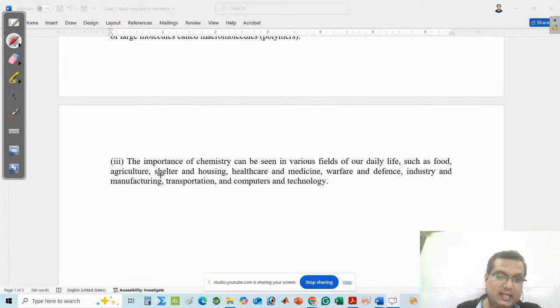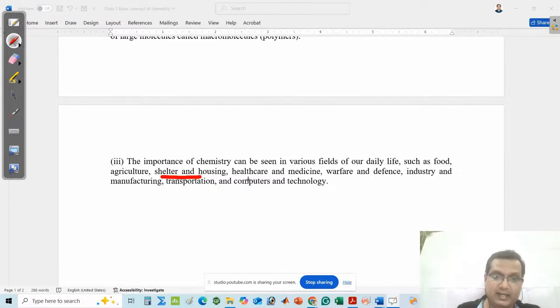Next is shelter and housing. For making a house, we generally use cement. Cement is completely related to chemical substances. Next is the iron rod. The iron rod is also related to chemistry. Also, colors are used in painting the house. These also belong to chemistry.